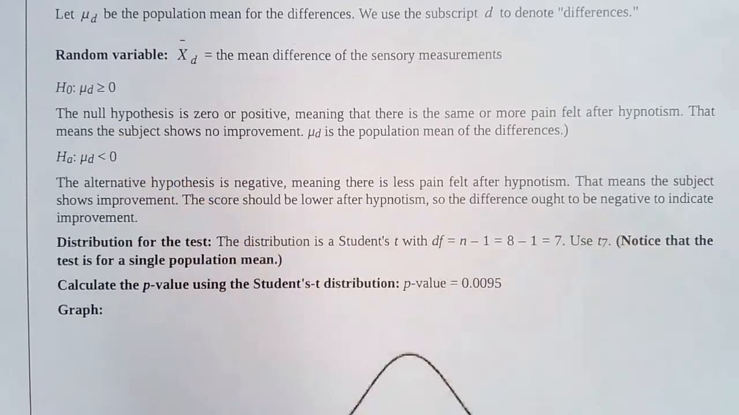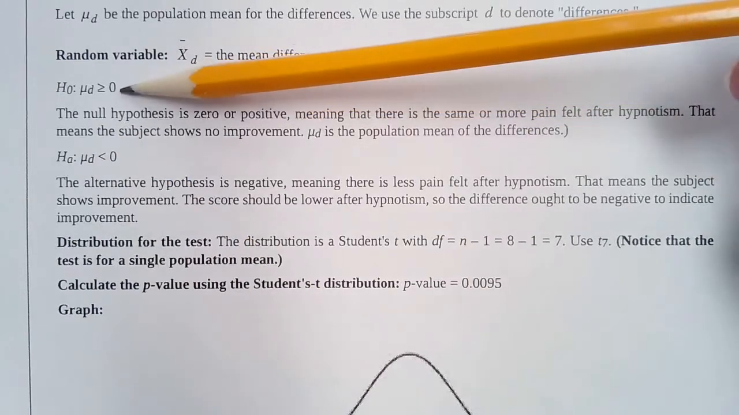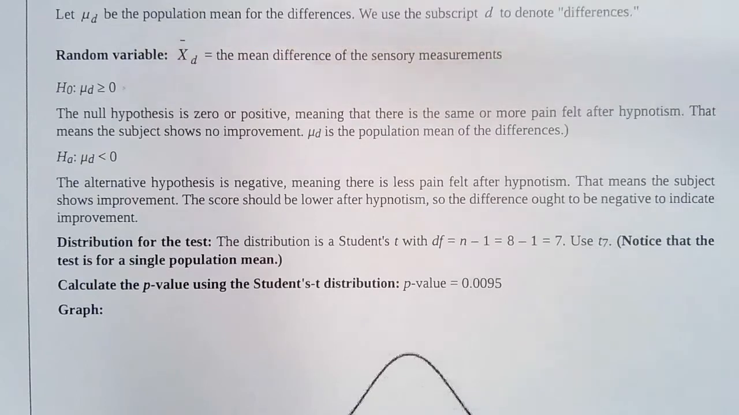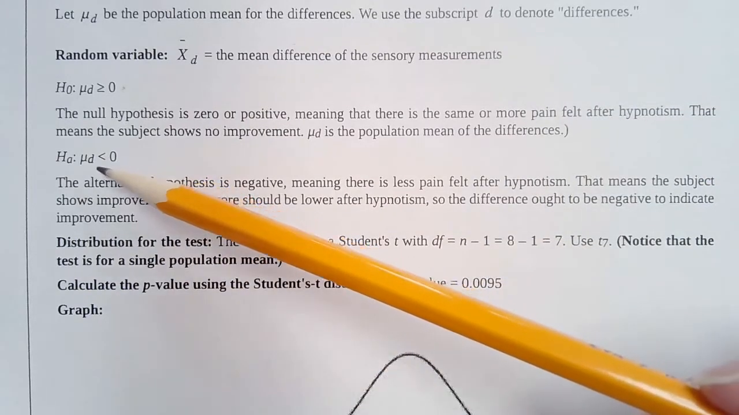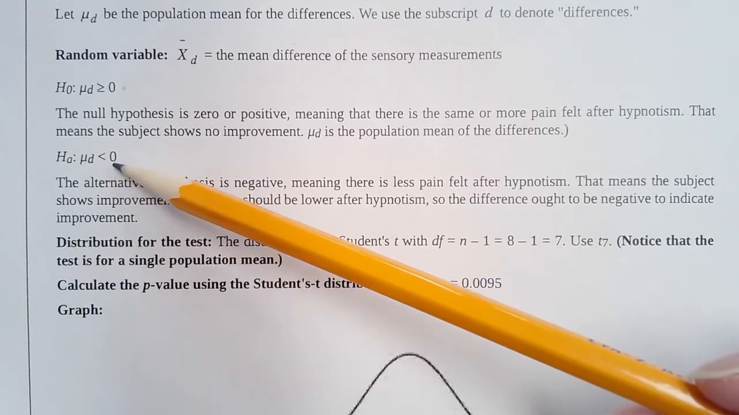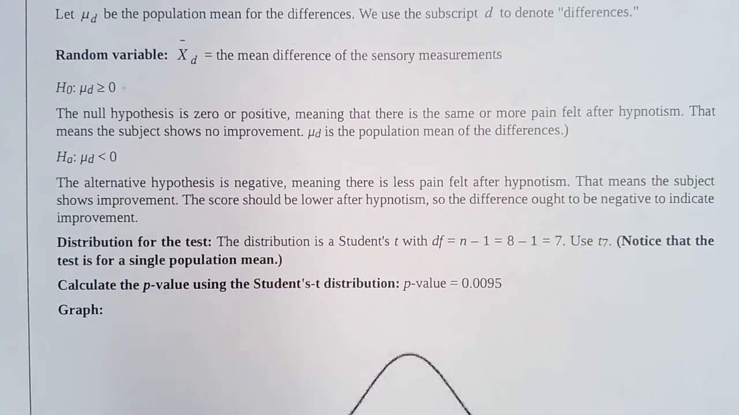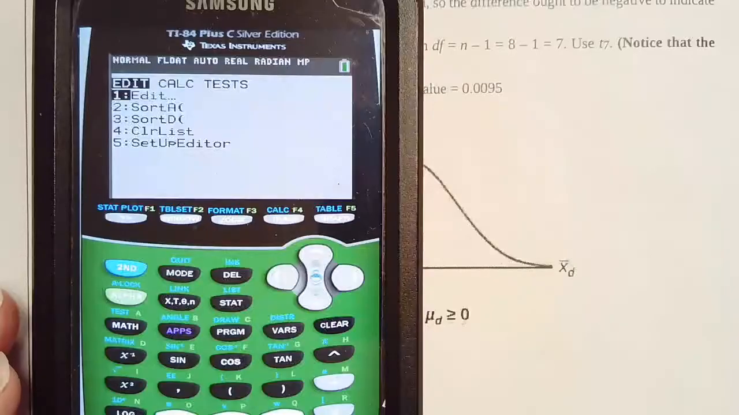Our null hypothesis says that it's going to be greater than or equal to 0. That means that there's the same or more pain felt after hypnotism. So they had the same or more pain after being hypnotized. The alternative is that it's less than 0. And in this situation, that means that there's less pain felt after hypnotism.